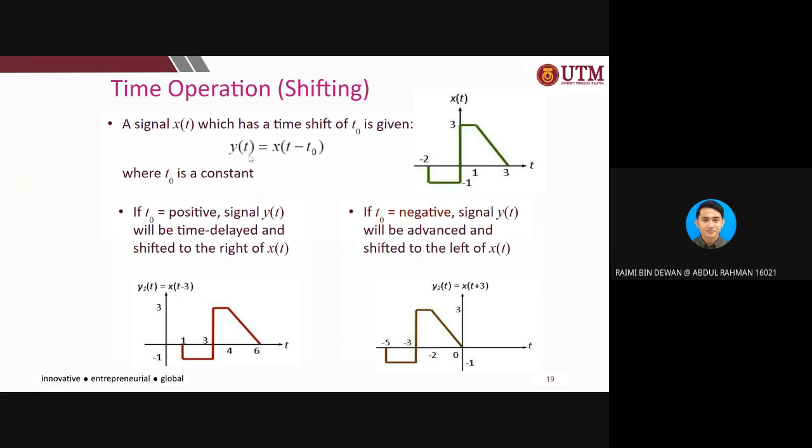Here, if you notice, there is the writing y t equals x t minus t naught, so time shifting happens. When we want to see whether it is shifted to the left or to the right, you should make a bracket, an individual bracket, inside t0.